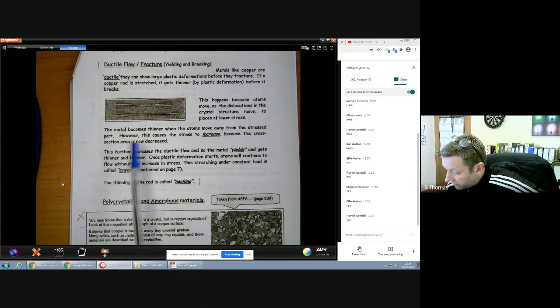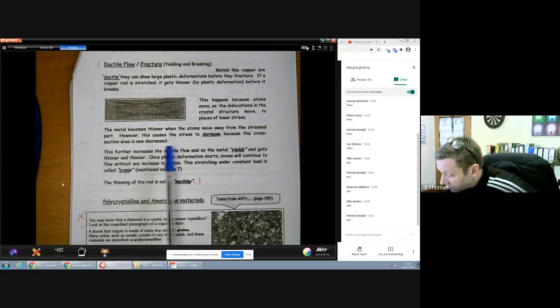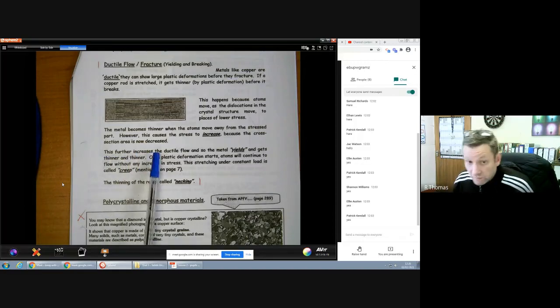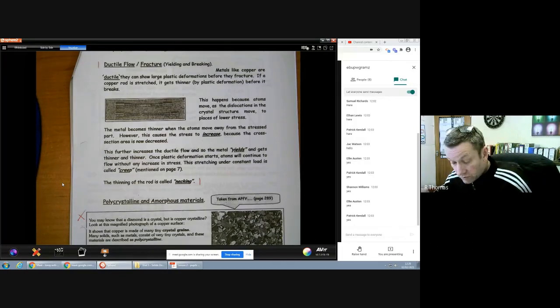The metal will become thinner when the atoms move away from the stressed part. However, this causes the stress to increase because the cross-sectional area is now decreased. Don't forget, stress is force divided by area. So when you're thinning it out, the cross-sectional area decreases, and because you're dividing by that, it means the stress will increase. Okay, so there's the mathematics behind that.